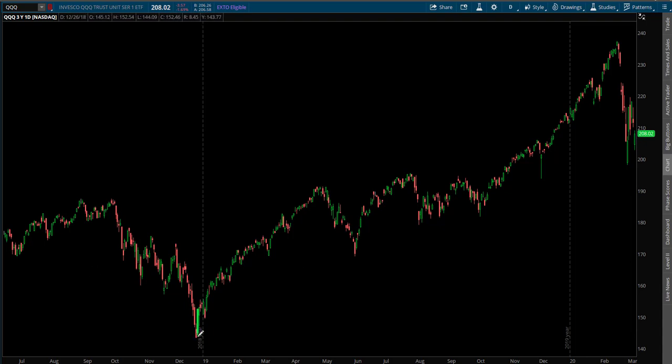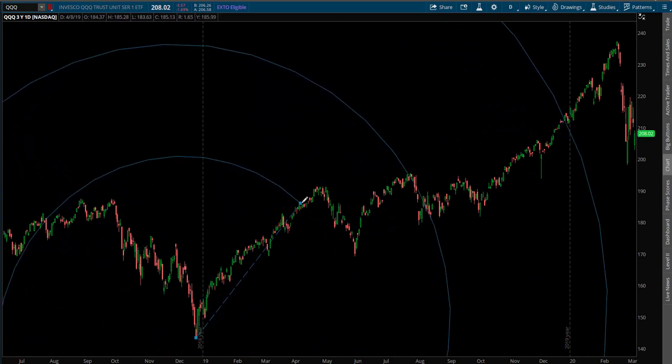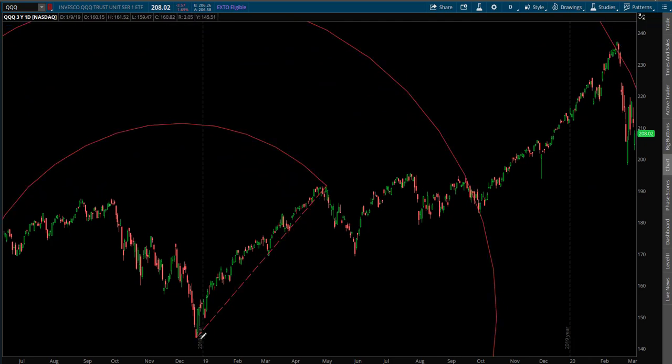So the Fibonacci spiral, what you do is you mark it, as usual, from a low to a high. Okay, go up to this high up here. It's a similar way to how you do it with Fibonacci retracements, right? But it forms spirals instead.